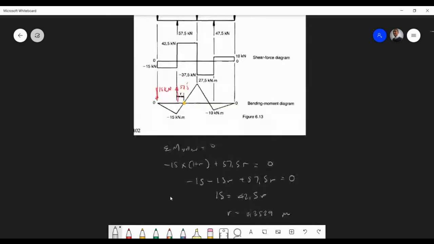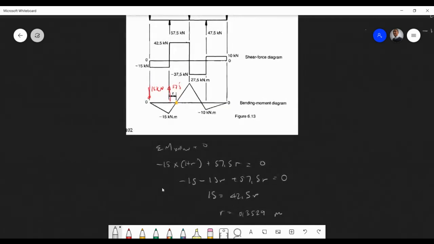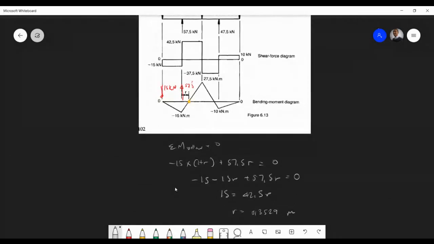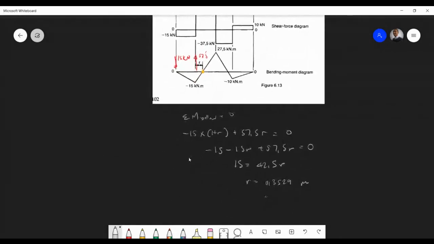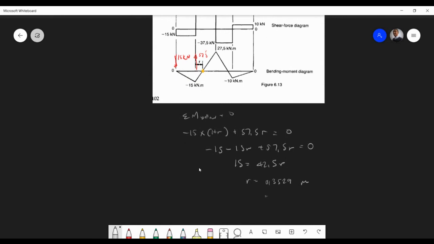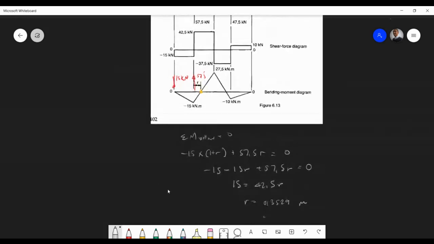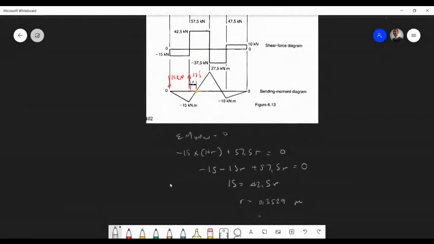So what it means is that the point of contraflexure is now, you have to say, it's basically 1.3529 from A. That's PC1, point of contraflexure. You call it a PC, point of contraflexure.